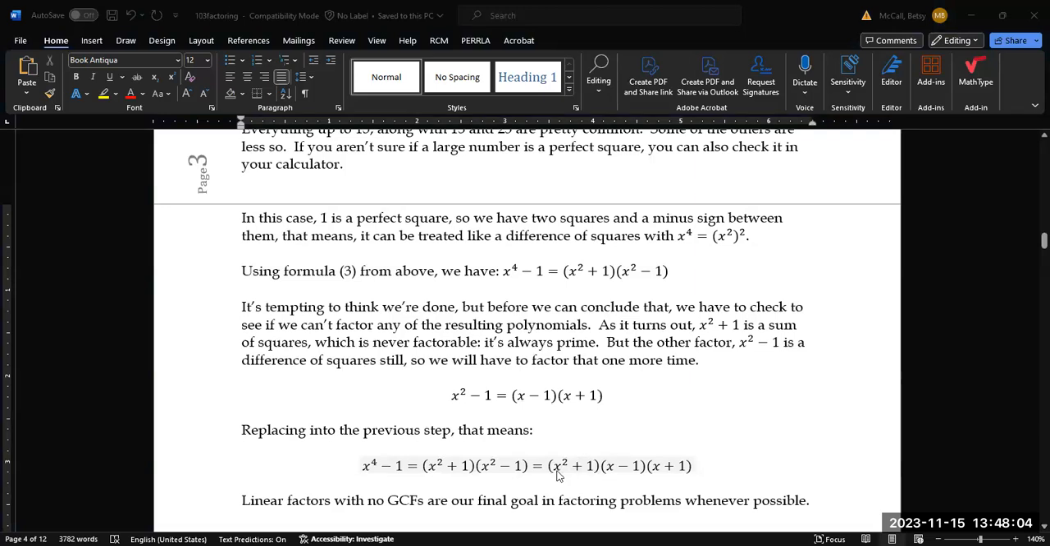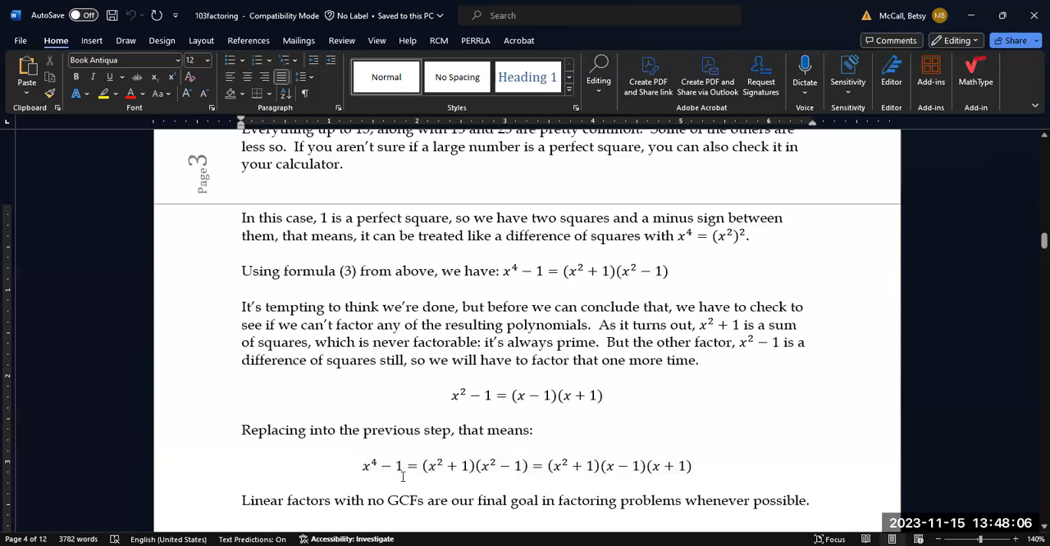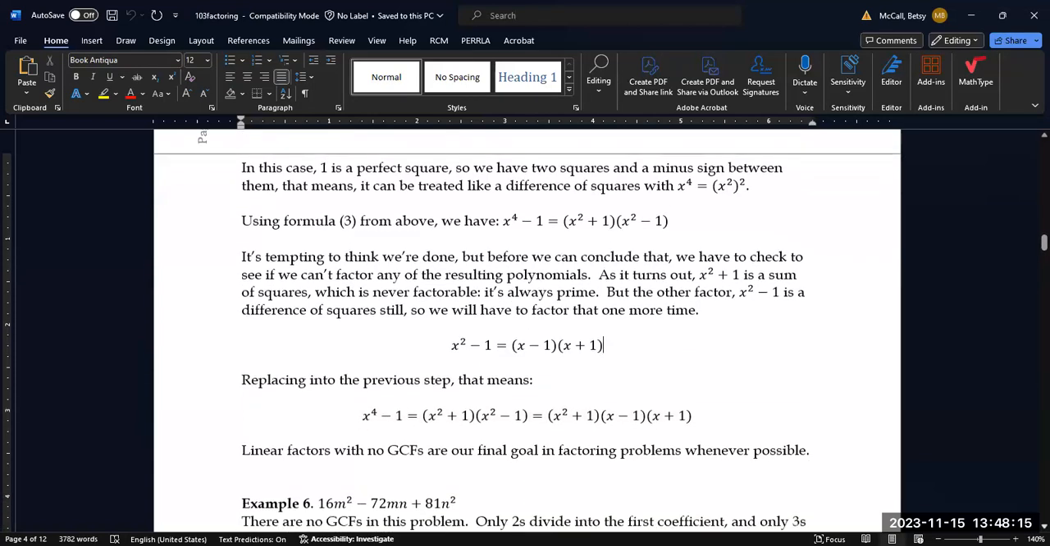And so our final factorization for x to the fourth minus 1 is x squared plus 1 and x minus 1 and x plus 1. So we end up with 3 factors.